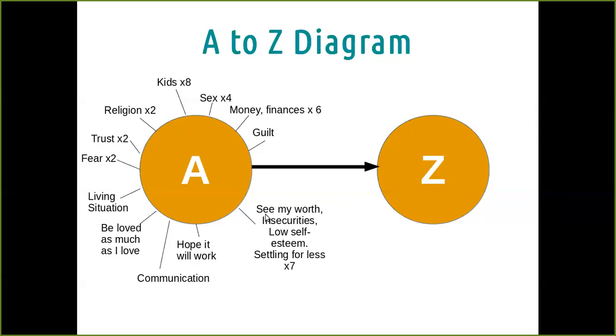Some other big ones were, and this is an interesting one, seeing my worth, insecurities, low self-esteem, and settling for less. Those were phrases that we felt went together, even though they were using slightly different words. When it comes to our marketing, there are all of these great words that we can use to explain what's going on in our ideal client's mind. When we counted all those like words together, that was 7, so that was quite a high energy response from these ideal clients. Then money and finances got 6, and some of the other ones 2, and some of them only had 1.